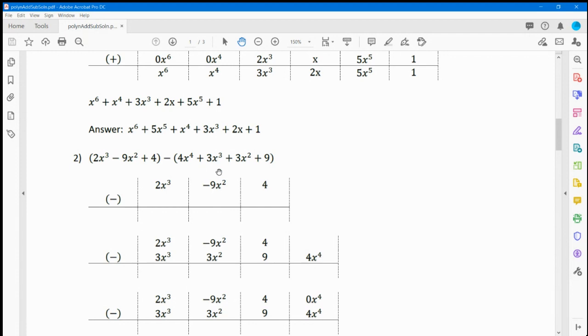Now what about the other polynomial here? Well, 4x to the 4th can't go in either of these columns, right? Because they're all unlike terms with 4x to the 4th, so that gets its own column.